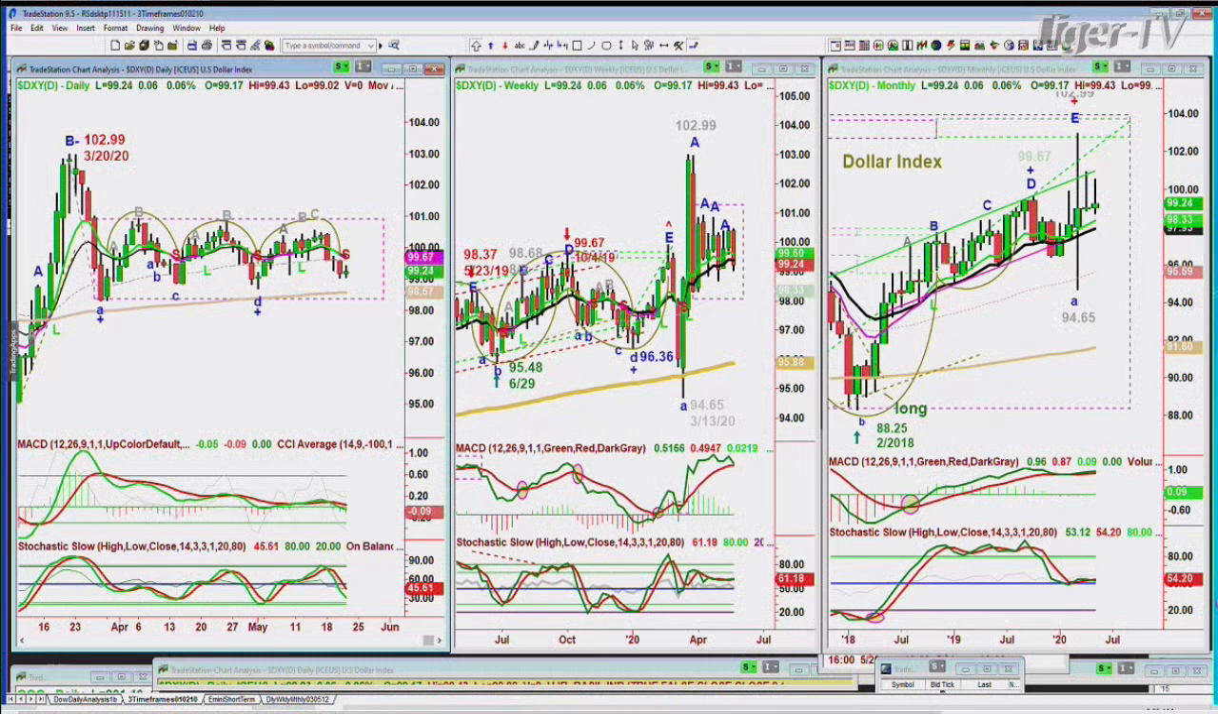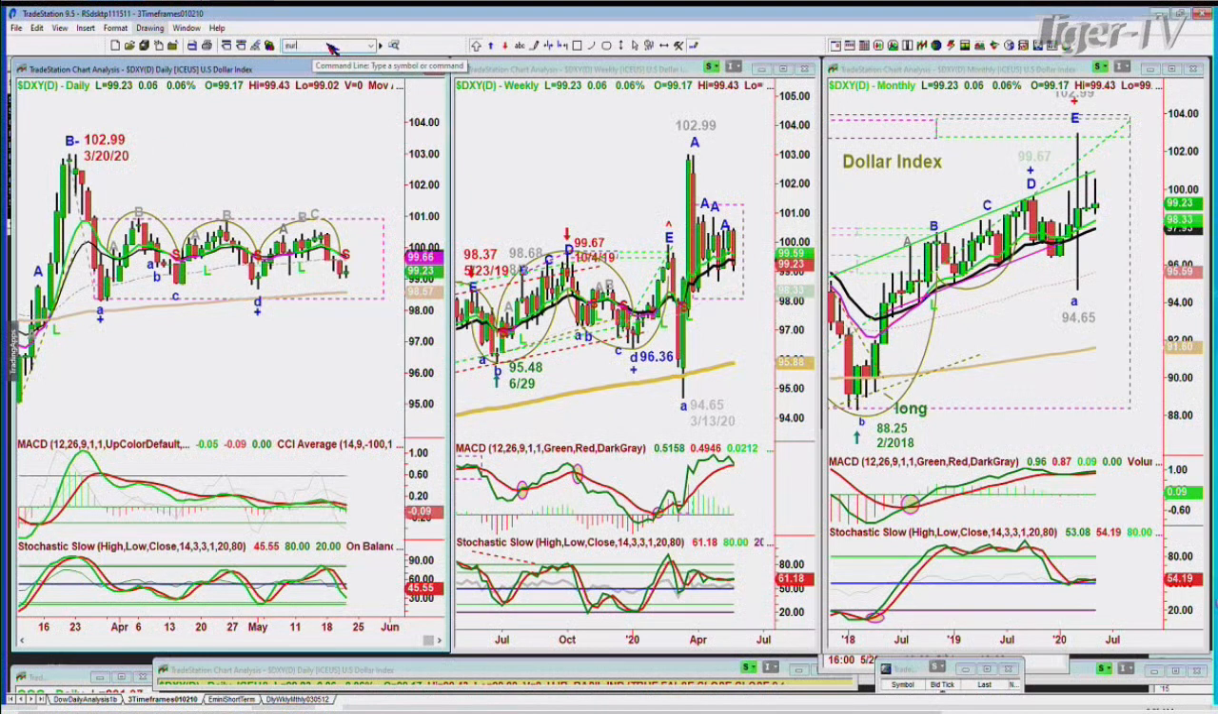And that's the way I like to look at it. Keep it as simple as possible. What are we looking at? In the next couple of weeks, under 98, very negative. Above 101, very nice. Simple. Otherwise, the dollar is just continuing its sideways action.